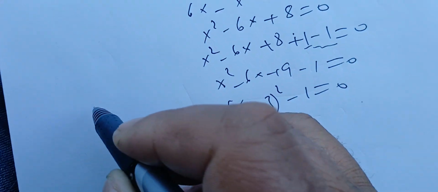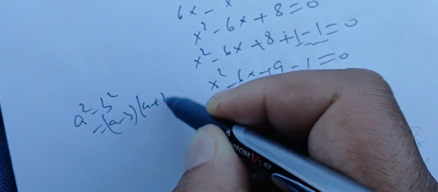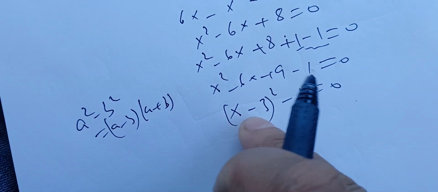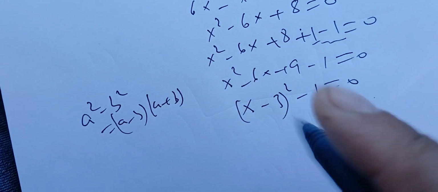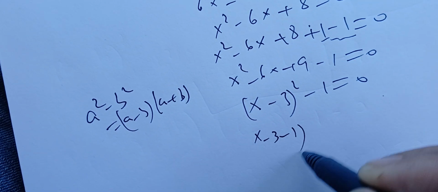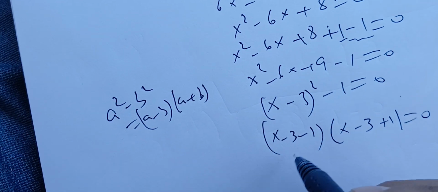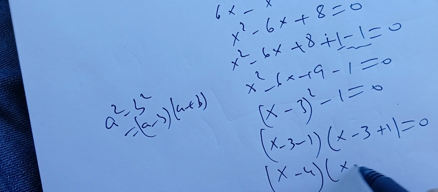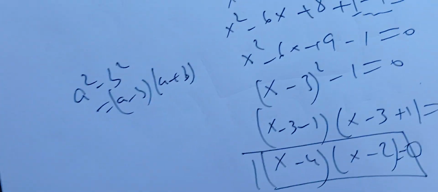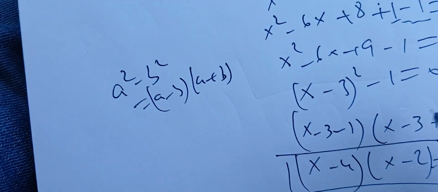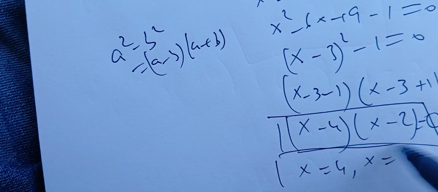Now remember, we use a squared minus b squared is (a minus b) times (a plus b) here, with a is X minus 3 and b is 1. So 1 squared is 1. We have (X minus 3 minus 1) times (X minus 3 plus 1) equals 0. This gives us (X minus 4) times (X minus 2) equals 0. So we get X is 4 or X is 2.